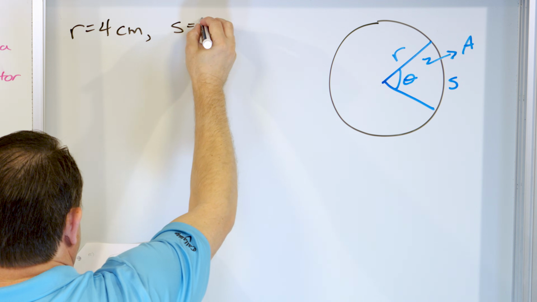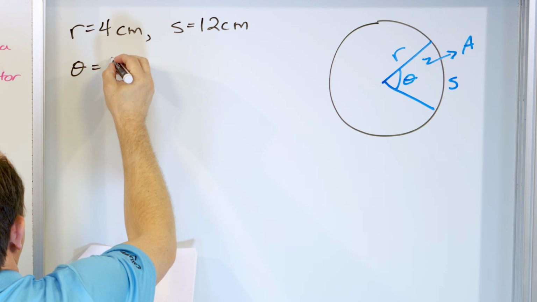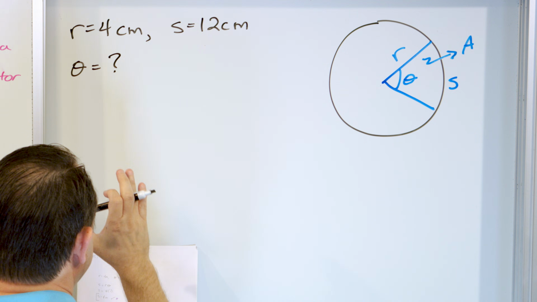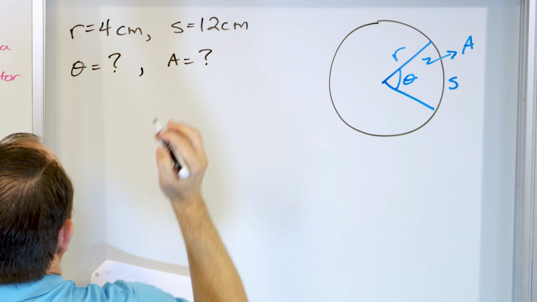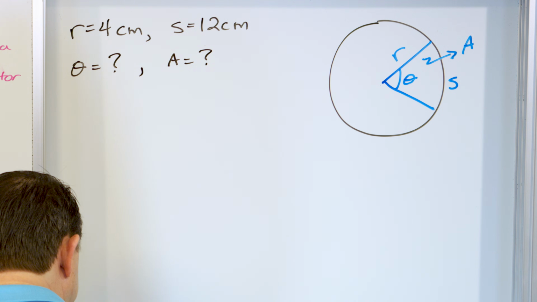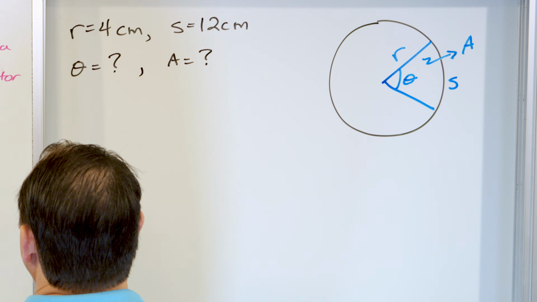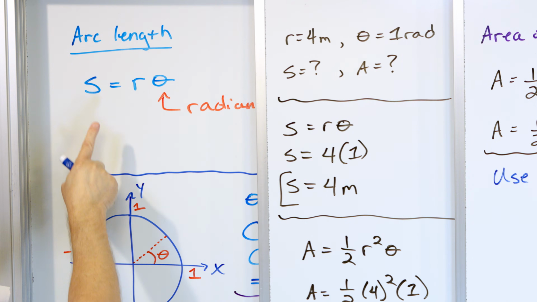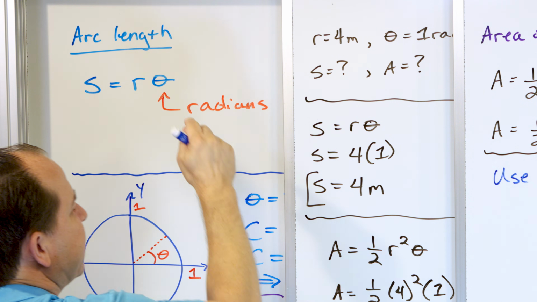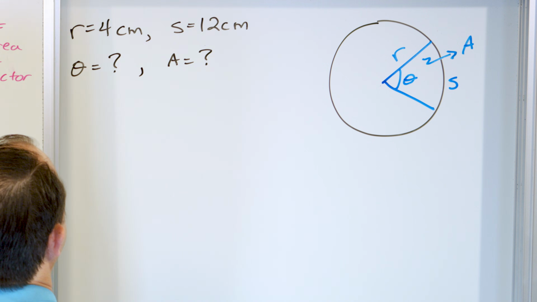The arc length is 12 centimeters, but we want to calculate what this radian measure is in terms of that central angle, and also what is that area. So we're given different variables here. If I want to calculate theta, there are a lot of different ways to do it, but let's just go back to our equation for arc length. S is r theta. We can calculate theta using the arc length formula.